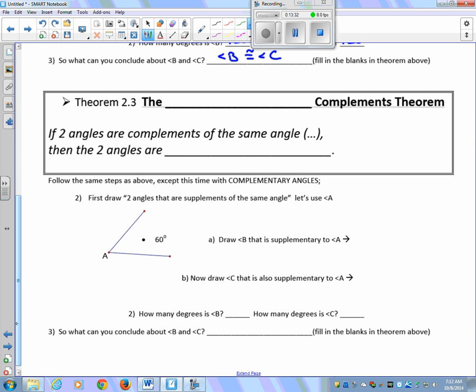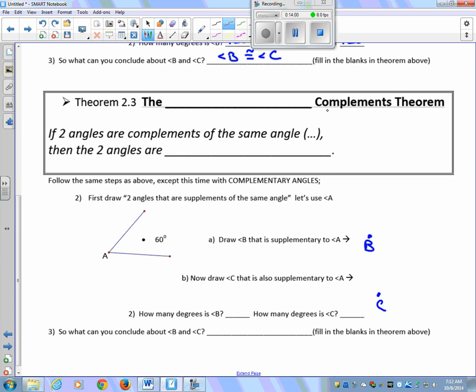Same situation. If two angles are complements of the same angle, what's going to happen? Well, we could go through the same exercise. We have angle A is 60 degrees. Now draw angle B that is complementary to A. You guys do it on your own. And then draw C, which is also complementary to A. And fill in how many degrees is angle B and how many degrees is angle C.